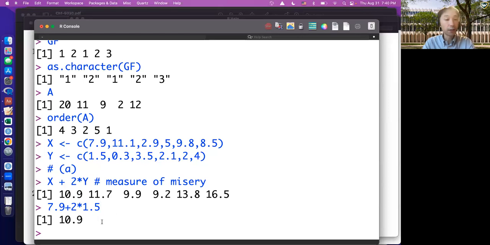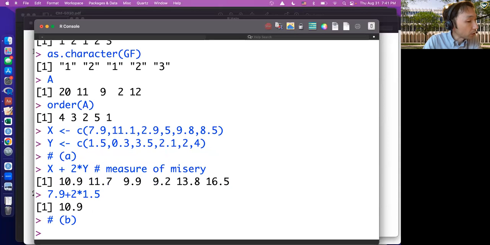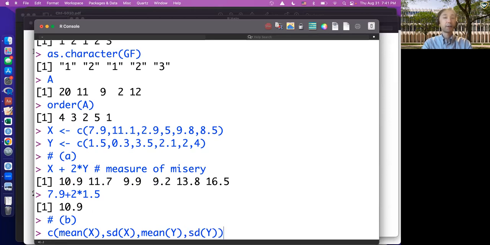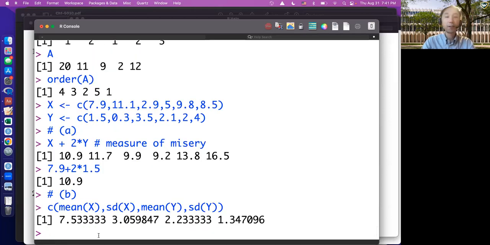And calculate the mean and the standard deviation. Okay, so question B. Calculate the mean and the standard deviation of X and Y. So mean of X and standard deviation of X. Sorry, this is capital X. And the mean of Y and the standard deviation of Y. If you want to get the answer in one line, you can get the mean unemployment rate, standard deviation of unemployment rate, and the mean inflation rate and the standard deviation of inflation rate.